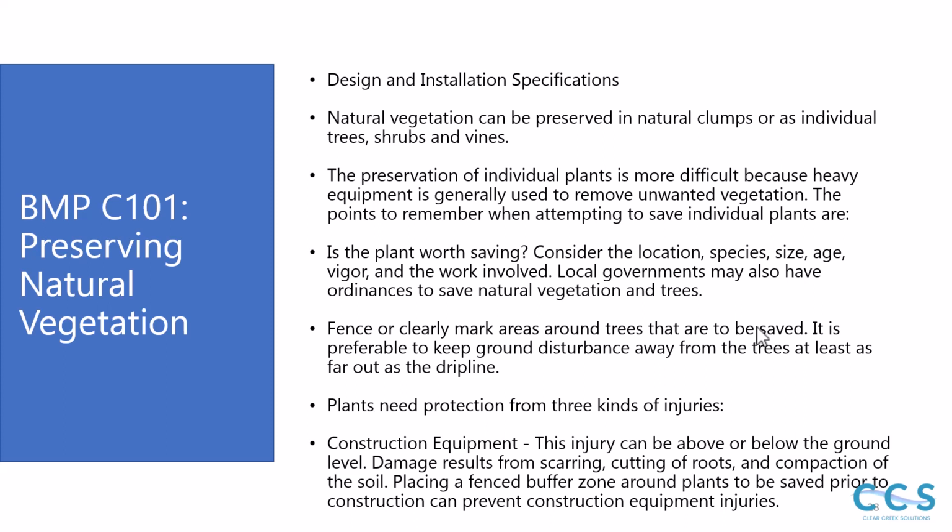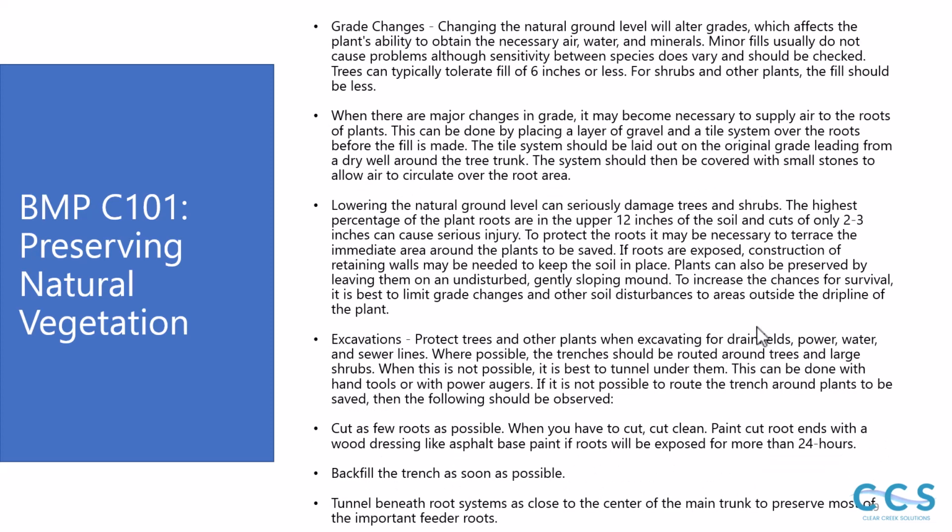It is preferable to keep ground disturbance away from the trees, at least as far out as the drip line. Plants need protection from 3 kinds of injuries. Construction equipment: this injury can be above or below the ground level. Damage results from scarring, cutting of roots, and compaction of the soil. Place a fence buffer zone around those plants. Grade changes: changing the natural ground level will alter grades, which affects the plant's ability to obtain necessary air, water, and minerals.